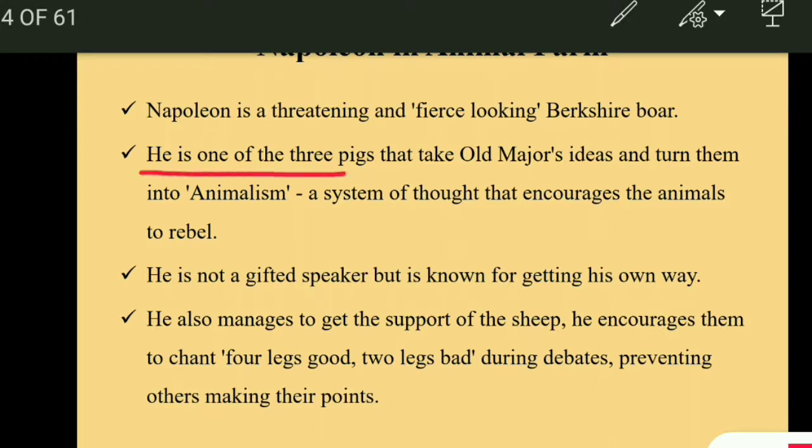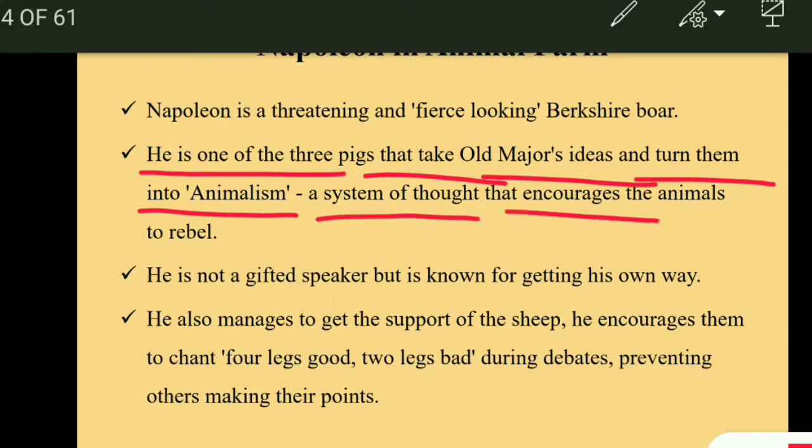He is one of the three pigs that take Old Major's idea and turn them into animalism, a system of thought that encourages the animals to rebel. So here, animalism was established by Napoleon, okay, and these animals are instigated to rebel against the nation or the organization.